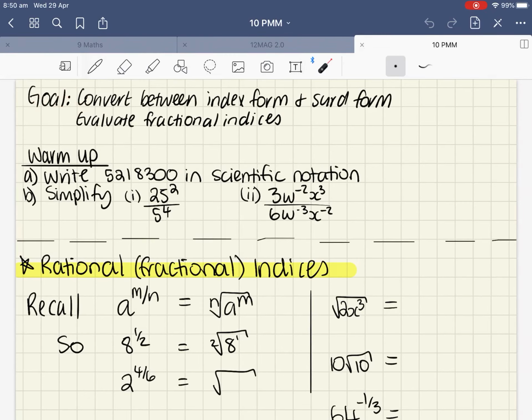Hey everyone, welcome to week 3, where today we have a goal of converting between index form and surd form. And furthermore, we need to be able to evaluate fractional indices.